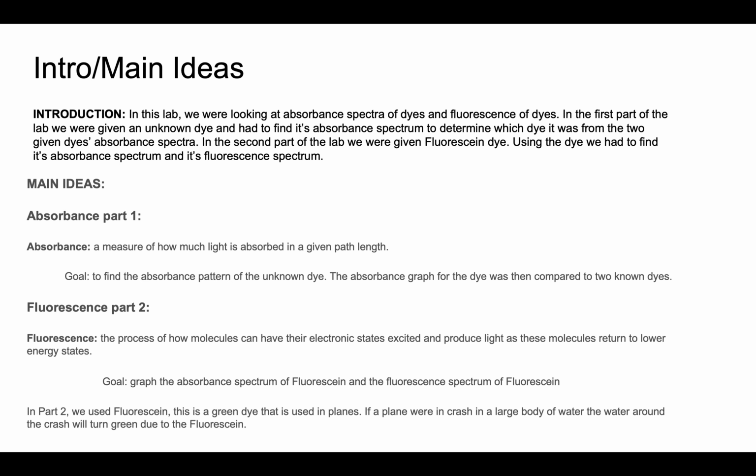In part 2, we used fluorescein. This is a green dye that is used in planes. If a plane were to crash in a large body of water, the water around the crash would turn green due to the fluorescein.